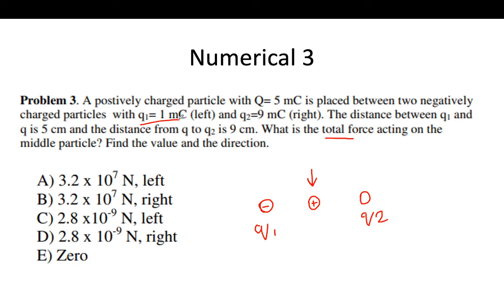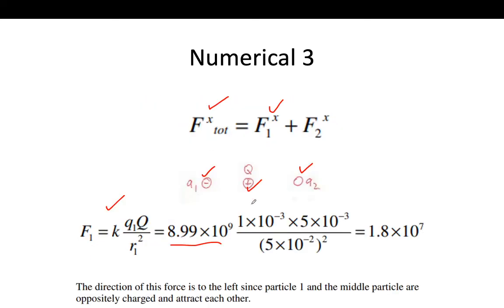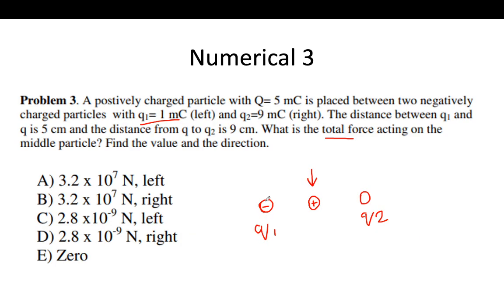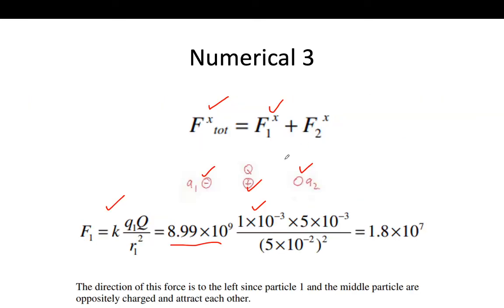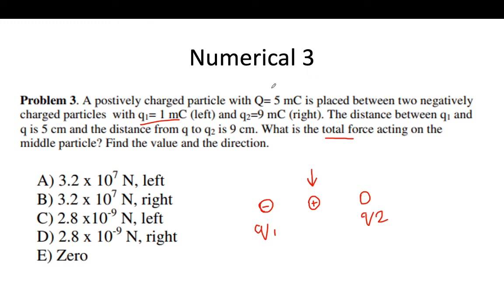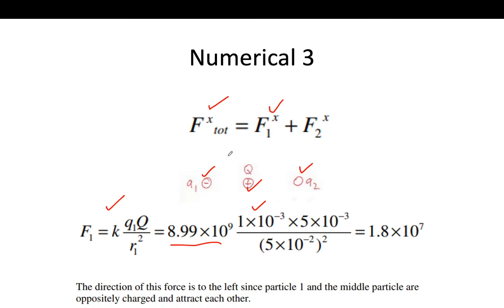Q1 value is given here, and here we write the Q1 value. And what is the value for the charge? That is Q1 and this. So we replace this value here. And what is the value for R1 squared?